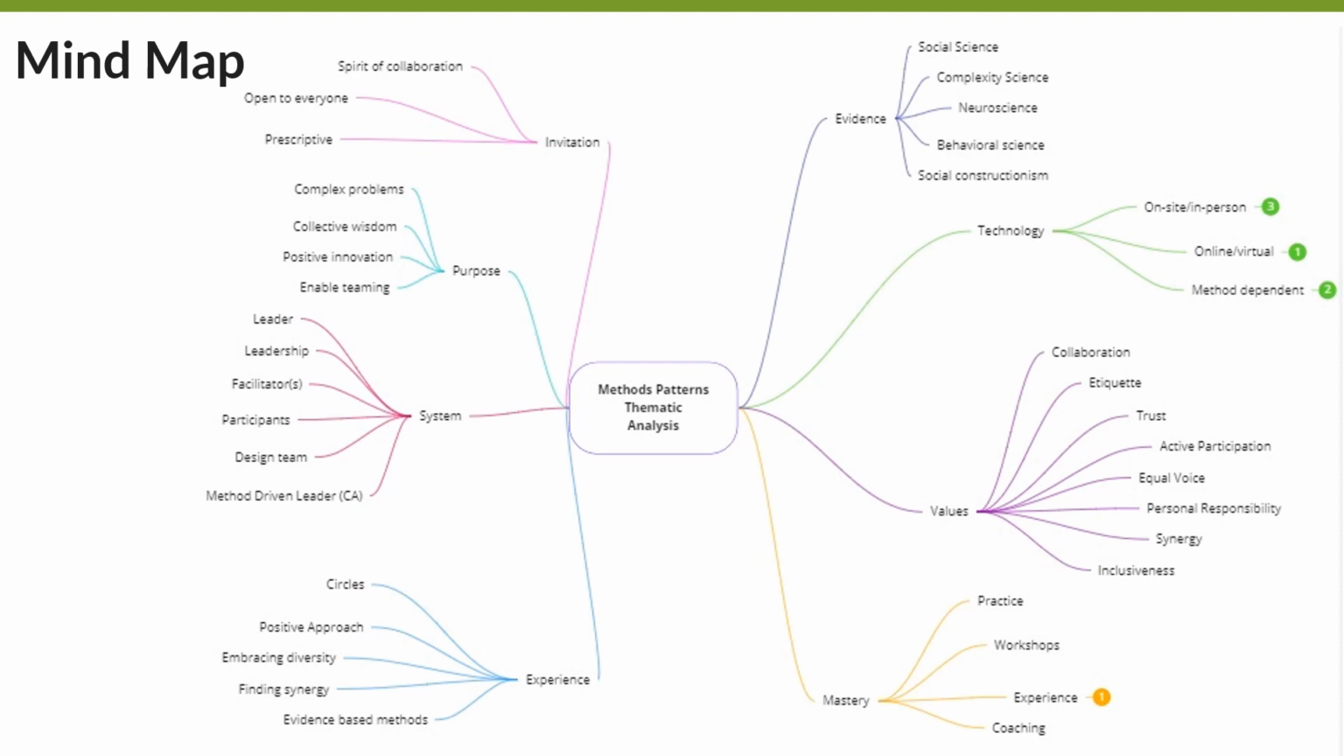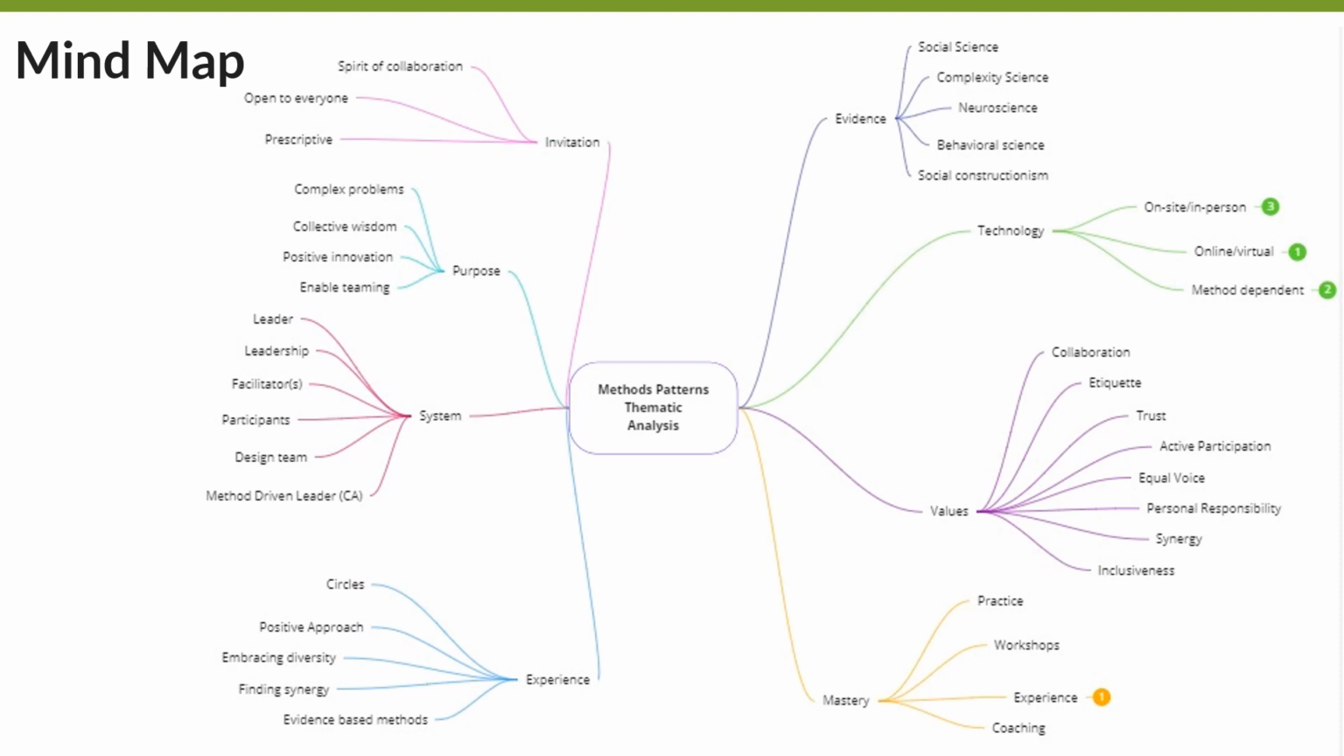Experience, there's circles, positive approach, embracing diversity, finding synergy, evidence-based methods where there's prescribed steps that you need to do to support that method. And actually those are the four. That side really resonated with me. That's the side that I always dug into on each method. Then for evidence, it gets a little harder to pinpoint the evidence for each one. There's social science, complexity science, neuroscience, behavior science, social constructionism.